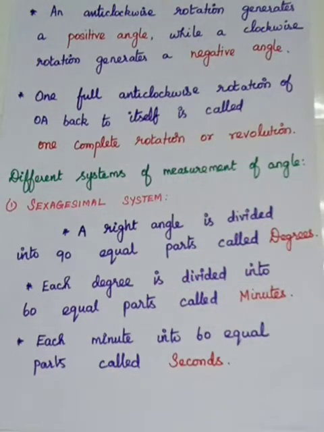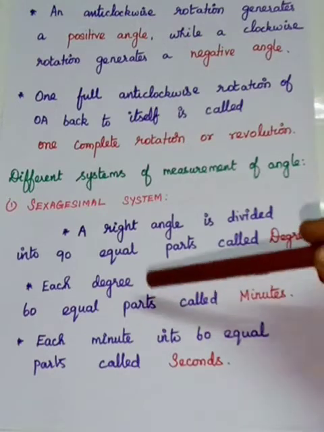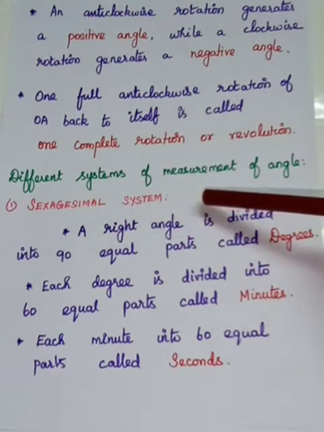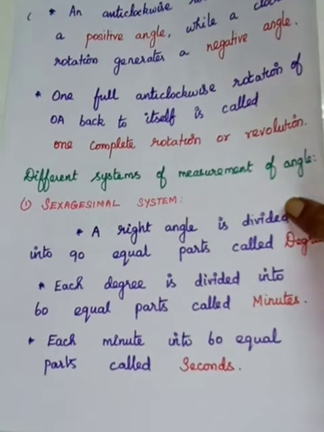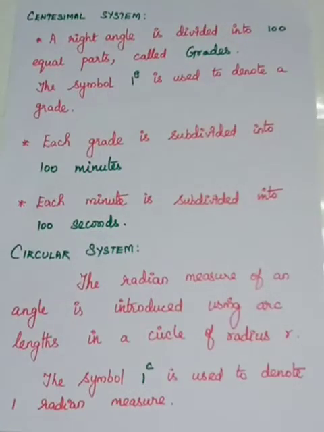To measure the angle, we will use three systems. The first system is the sexagesimal system. In that, a right angle is divided into 90 equal parts, called degrees. Each degree is divided into 60 equal parts, called minutes. Each minute is divided into 60 equal parts, called seconds.